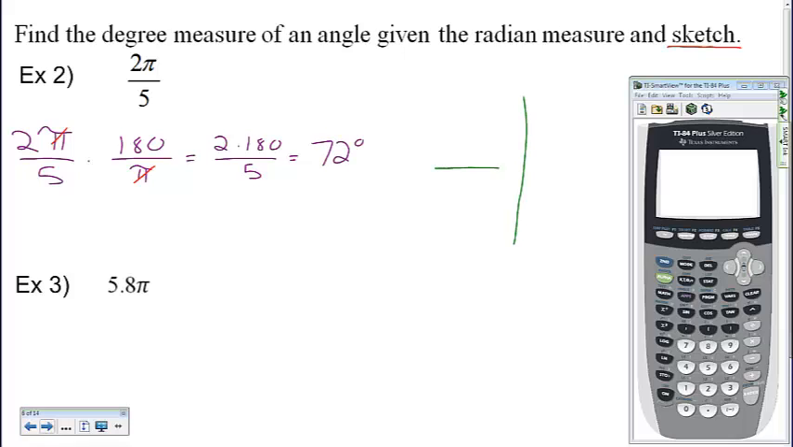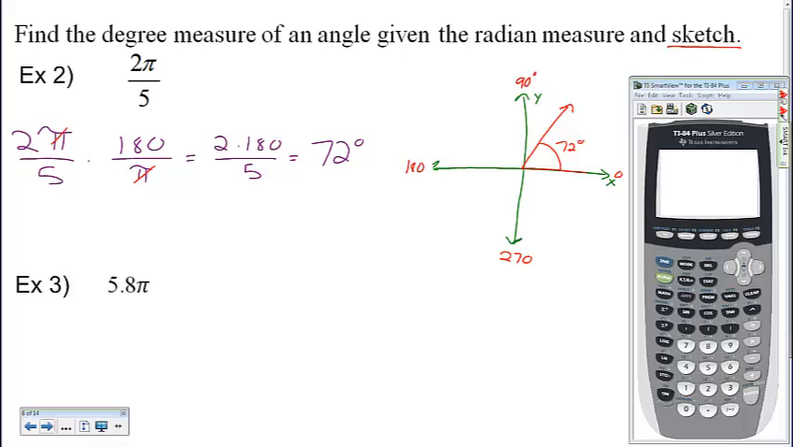Now we're asked to sketch. Well, first we're going to sketch our x and our y axes, like so. And then I'm going to sketch my initial side. The question is, where does 72 degrees lie? Well, we know that each quadrant has 90 degrees. X on the right has a 0 degree mark, y has 90, and each subsequent line has 90 degrees extra.